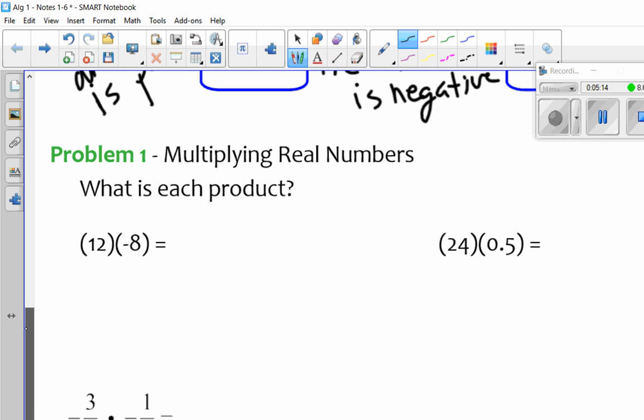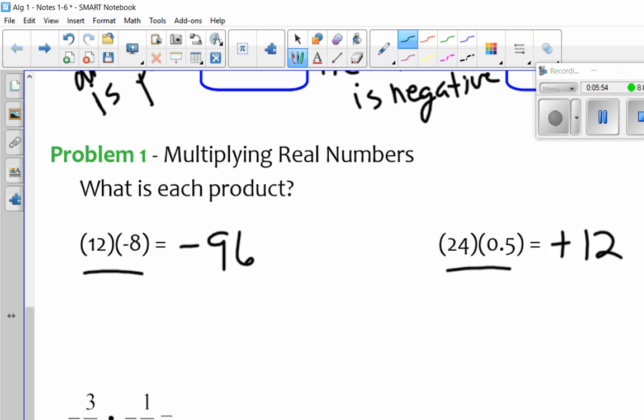All right, so moving on, just really quick, some common sense here. Look at the problem first. I see that the signs are different, therefore I know my answer has to be negative. And now what is just 12 times 8? Well, it's 96, but it's going to be negative 96. When I have something like this, once again, I look at those two numbers, both are positive, so I know my answer has to be positive. And 24 times 0.5 should get me 12.